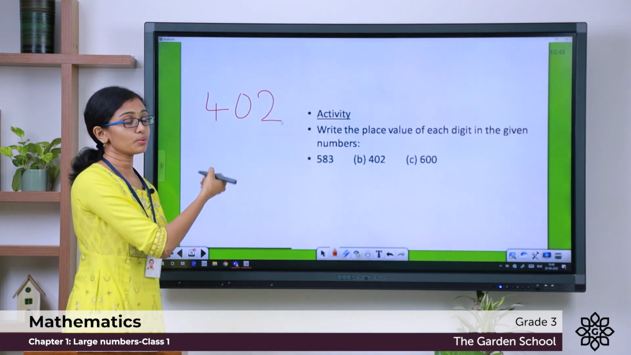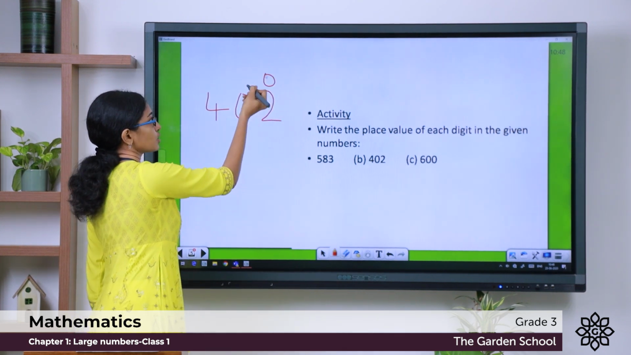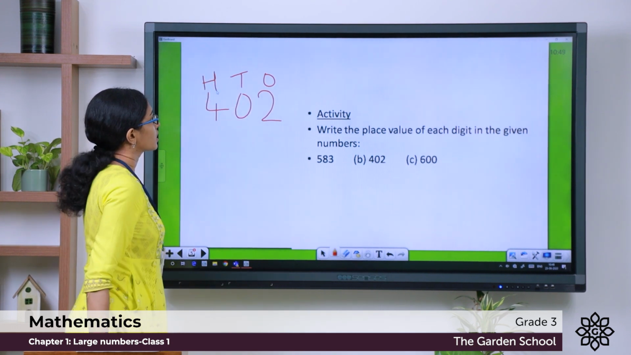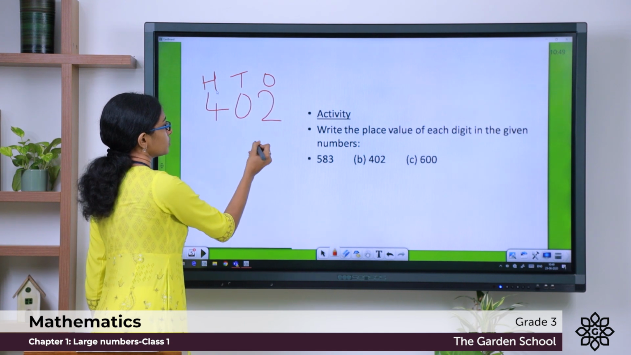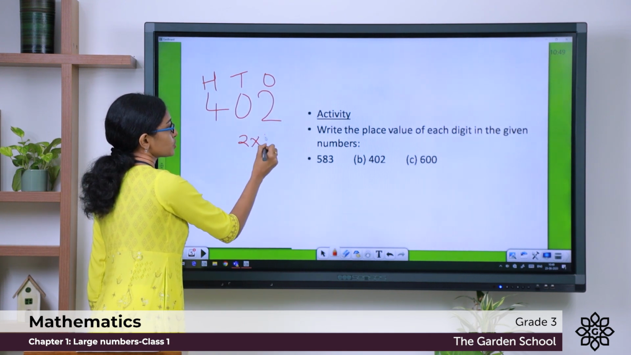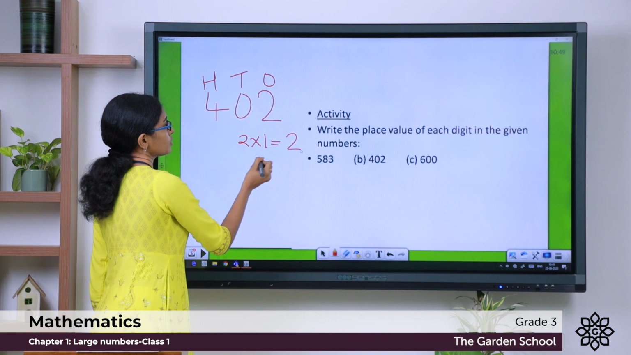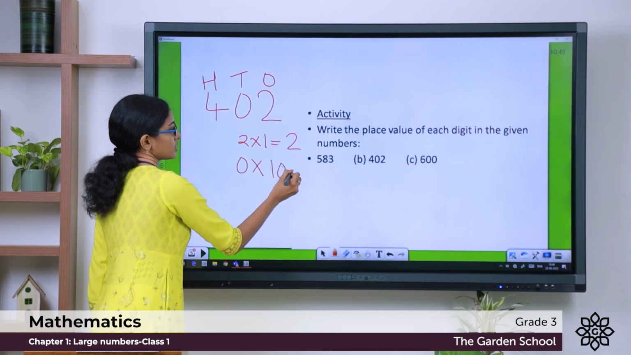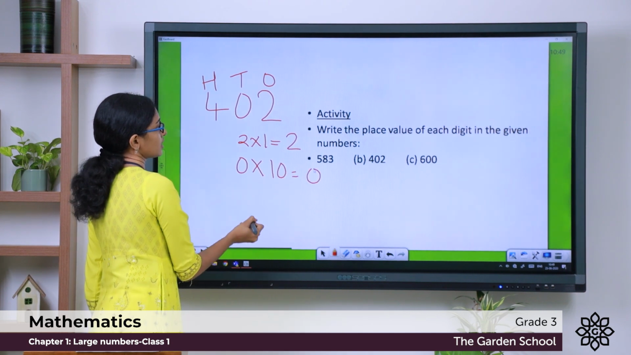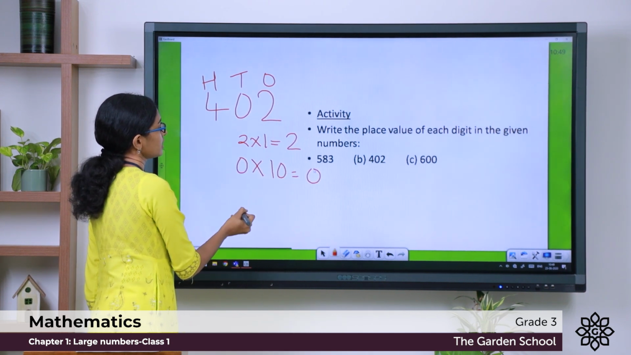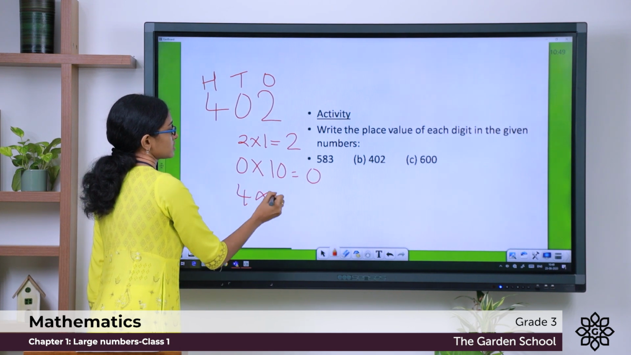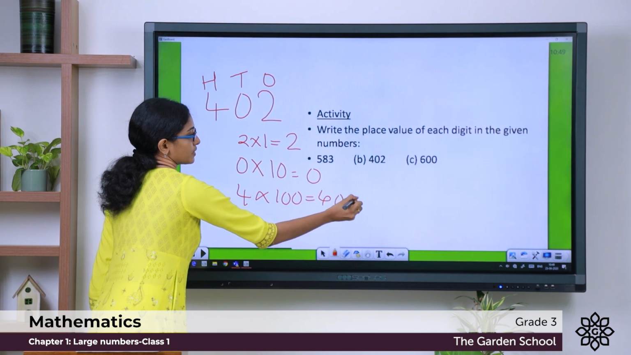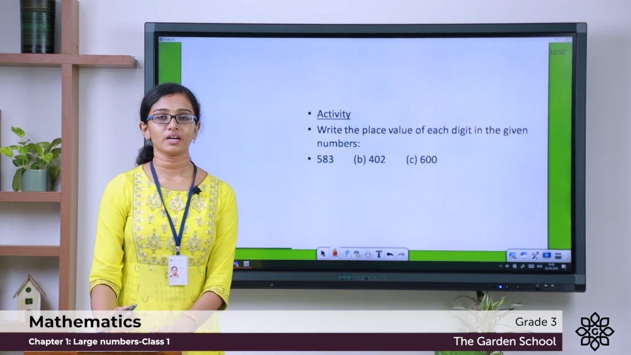In 402, we have 2 in the 1's place, 0 in the 10's place and 4 in the 100's place. Now the place value of 2 will be 2 ones or 2 into 1, which is equal to 2. Place value of 0 will be 0 into 10 equal to 0 itself, and place value of 4 will be 4 times 100 or 400. So I hope the answers were correct.